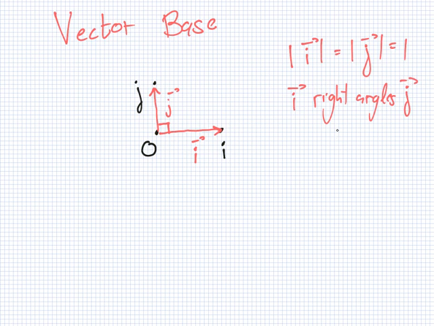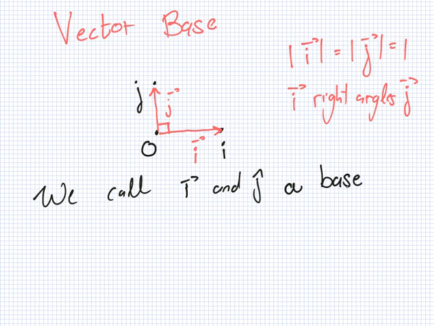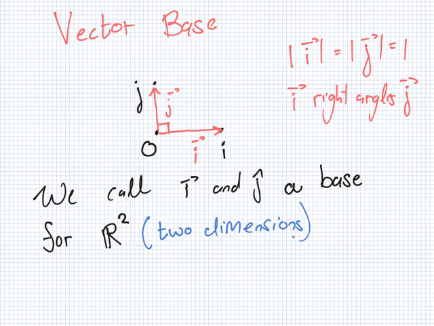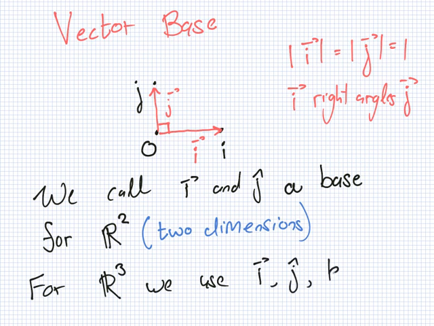So, because they have this feature, we call I and J a base. Now, this is a base for vectors in 2 dimensions. And 2 dimensions we write like this. This means 2 dimensions. And you might be wondering, is it possible for 3 dimensions? Of course, we just need an extra vector, which is K. For 3 dimensions, we use I, J, and K.